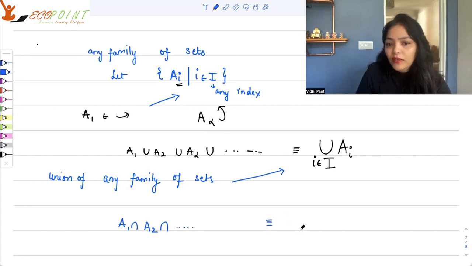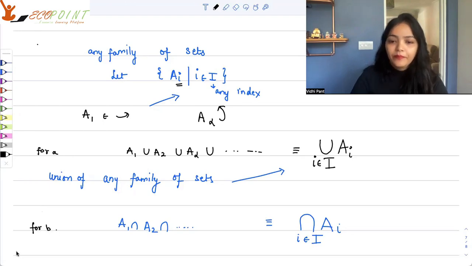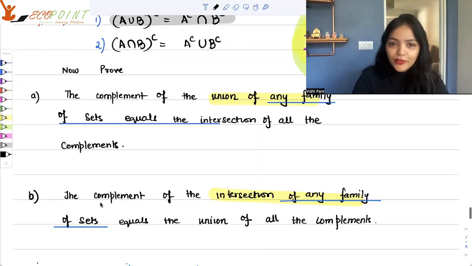Intersection would be a big intersection outside, A_i, where i belongs to the index set I. So this is required for A, and this is required for B. Okay, now let's talk about this question.